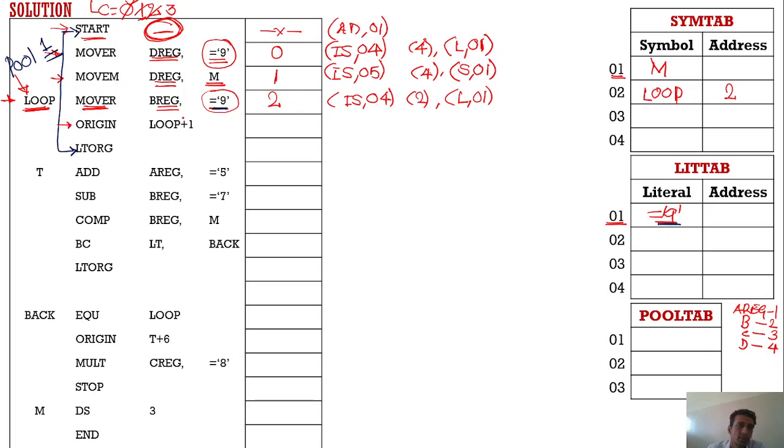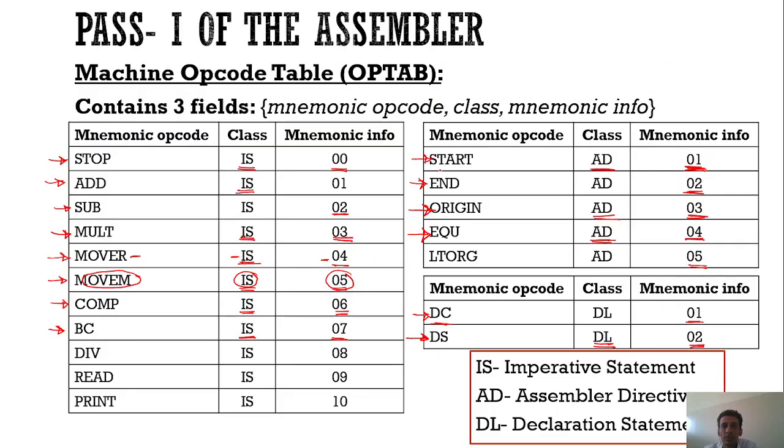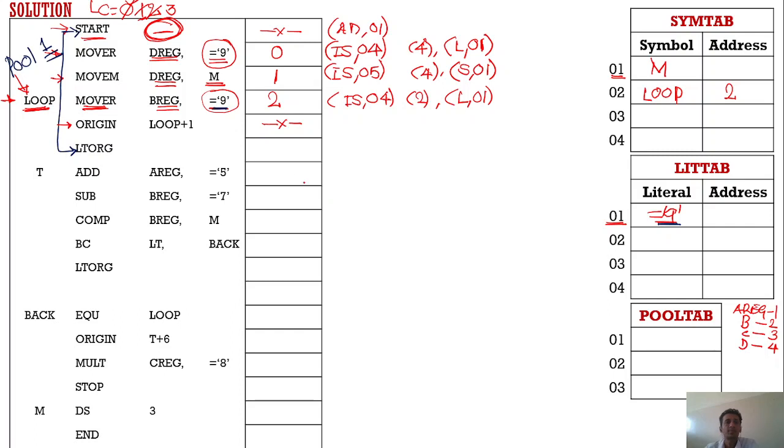Next instruction is origin, which is again an assembler directive. For assembler directive, we need not perform LC processing. You can refer to the table and try to locate origin. You will find its class as assembler directive. Now what origin does is, this assembler directive directs the assembler to update the LC as the result of this expression. So what is the result of this expression?